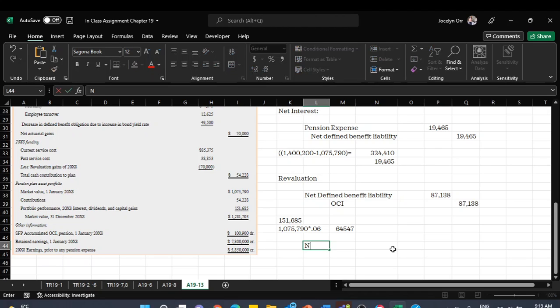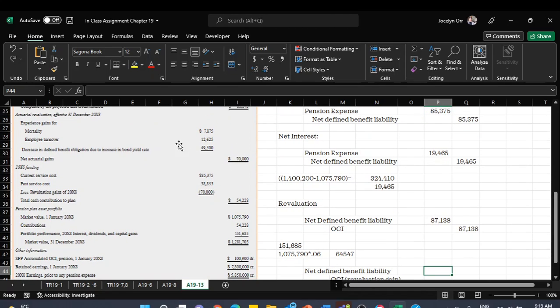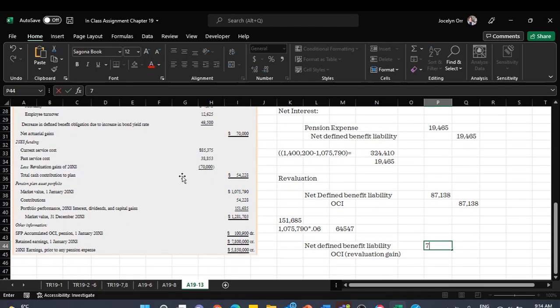Okay. Second component of this is that actuarial gain that we experience due to revaluations, and this number is just given to us. So again, it's going to reduce that net benefit liability and have an impact on our OCI for the revaluation gain. And this is that amount of 70,000 that was given to us in the report based on gains for revaluation, mortality, turnover, and the decreased benefit obligation due to an increase in bond yield rate.